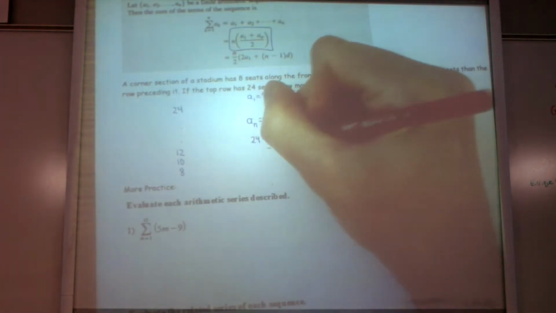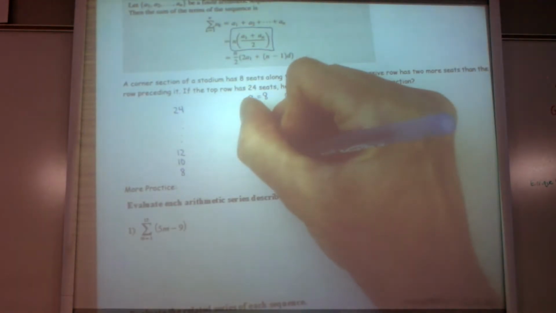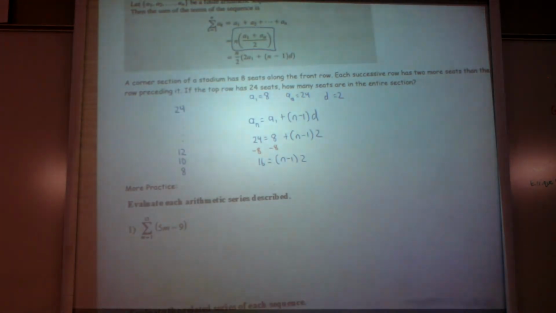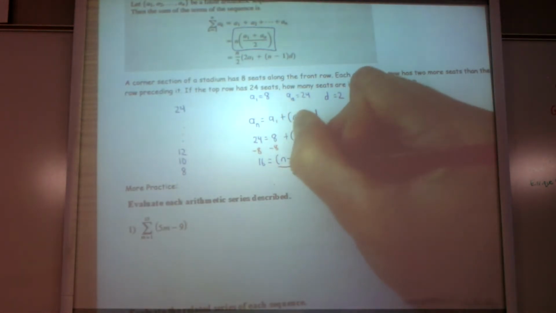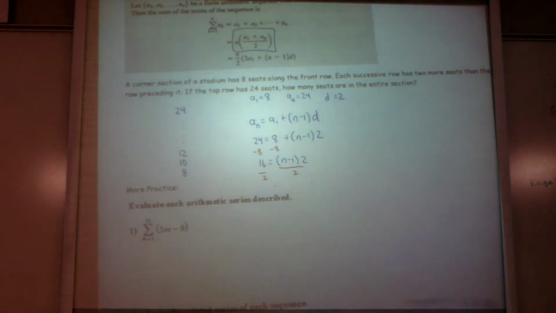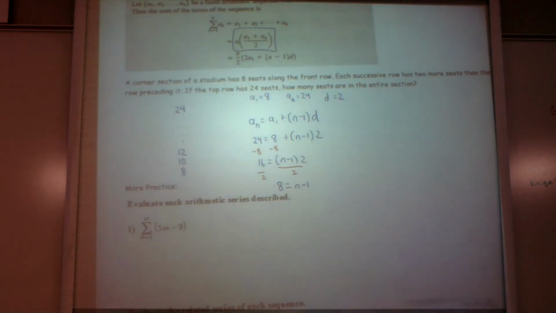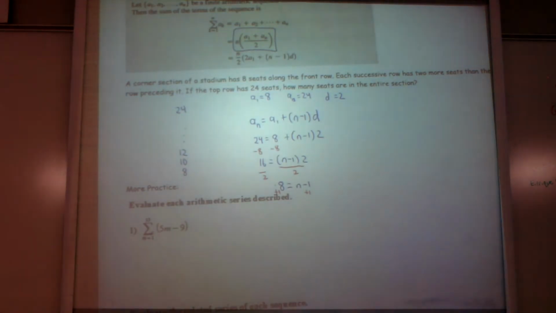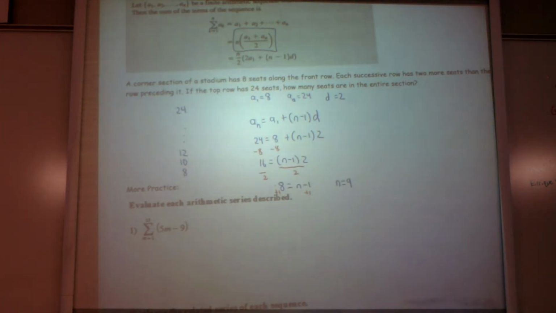What we're going to do is just use some easy algebra here, and we're going to solve for n. So step 1, that's subtracting. 24 minus 8 is 16. What would be the next step? Yes, you're right, divide by 2. Good job, class. So then that gives me 8 is equal to n minus 1. So then last thing here is just add that 1, and we get 9. So n is equal to 9. So there's 9 rows in this section.